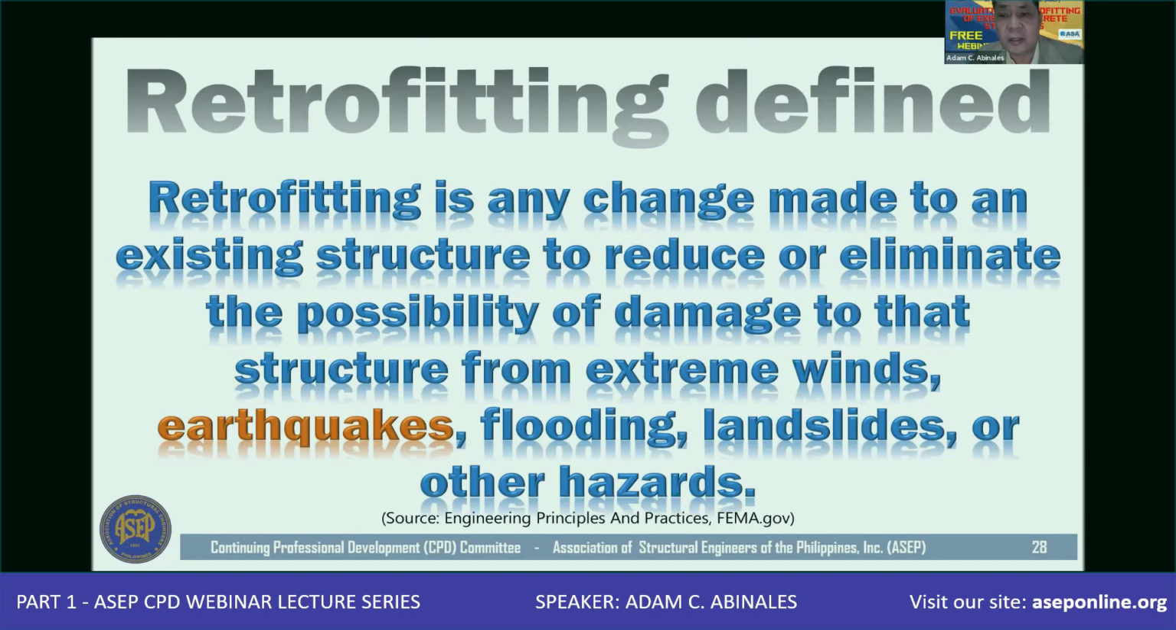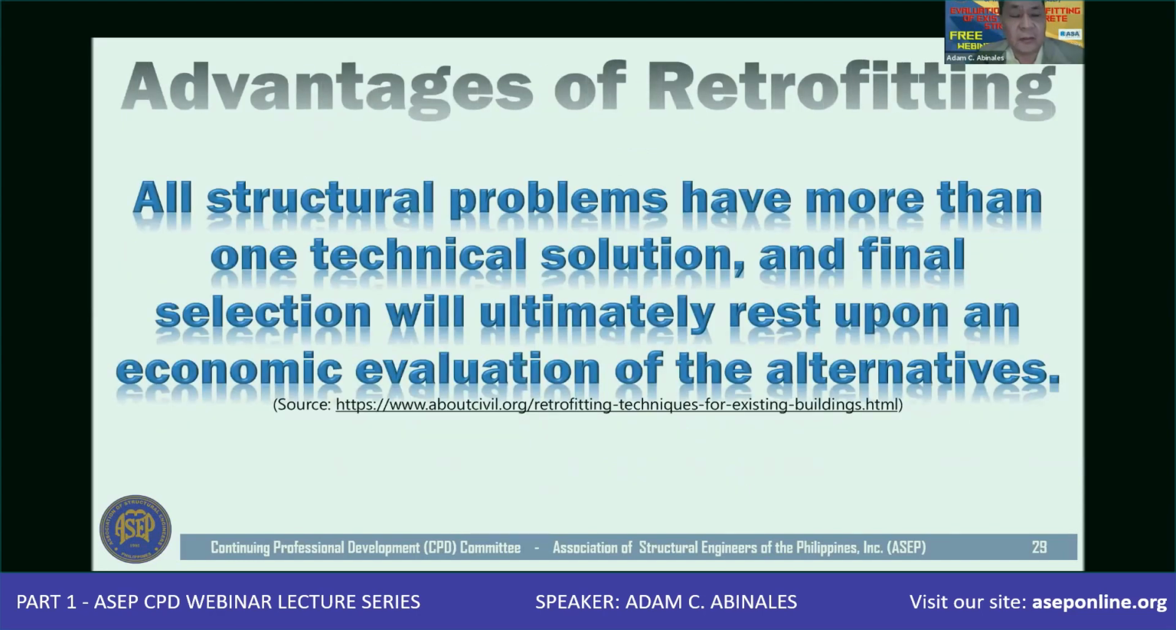Retrofitting is any change made to an existing structure to reduce or eliminate the possibility of damage to that structure from extreme winds, earthquakes, flooding, landslides, or other hazards. Now, the previous presentation and my presentation would focus on the effect of earthquakes on our structure, because in most cases we would like our structure to be able to withstand the damaging effect of earthquakes. What are the advantages of retrofitting?